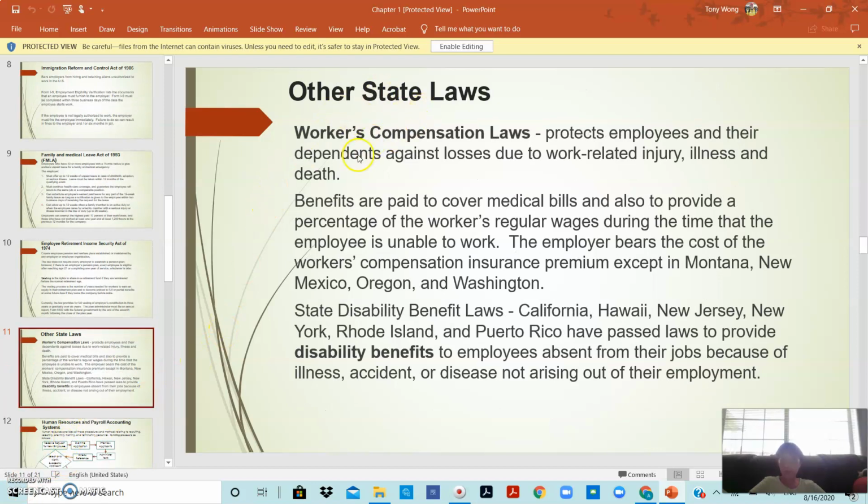Other state tax law, the workers' compensation law, protects employees and their dependents against loss due to work-related injuries, illness, or death. This is work-related injury, okay?